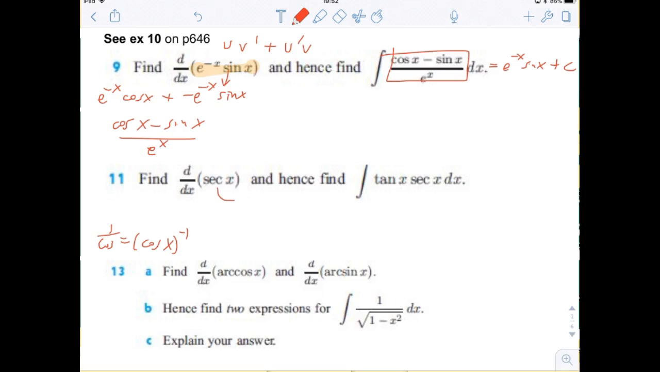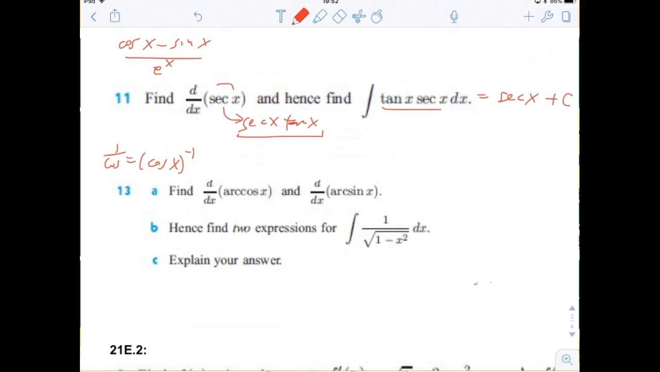So the derivative of secant x is equal to secant x tangent x. And so if I know that this is the derivative, then if I want to take the integral of that same expression, I'm going to get the original expression we took the derivative of, which is secant x plus c. Okay, wow, these are pretty easy so far, aren't they?